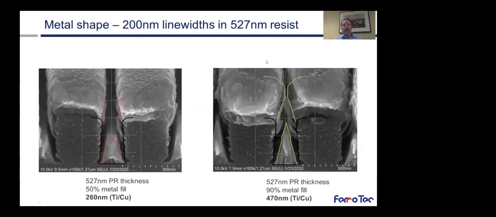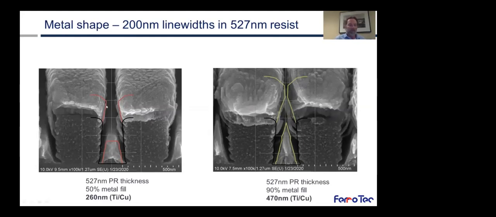Now, if we take that same 200 nanometer line width, and we go to the 527 nanometer resist, we have a different aspect ratio of the resist. Now, in these particular cases, we had a little bit more different wafer cleaving artifacts coming in. So we've also added in calculated thicknesses of the metals and profiles that are anticipated for the geometry of the system. And they're shown on top of here to help guide your eye.